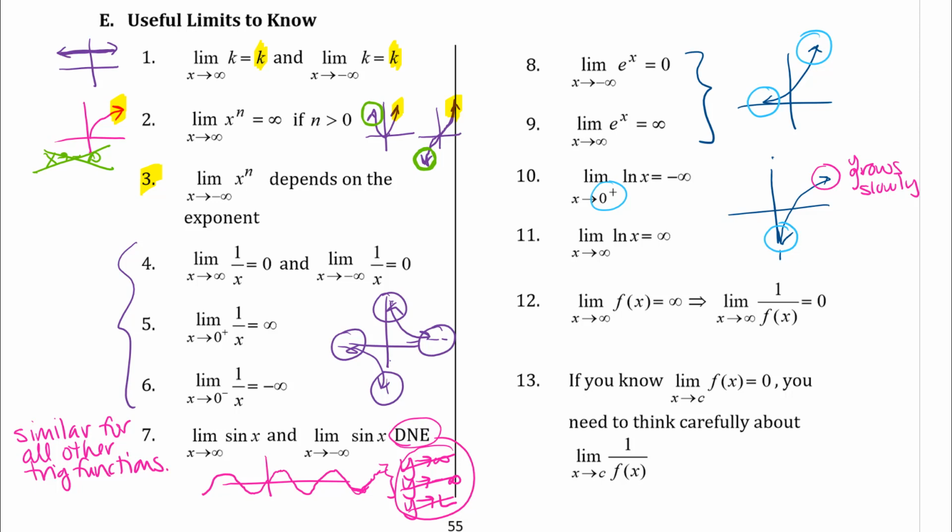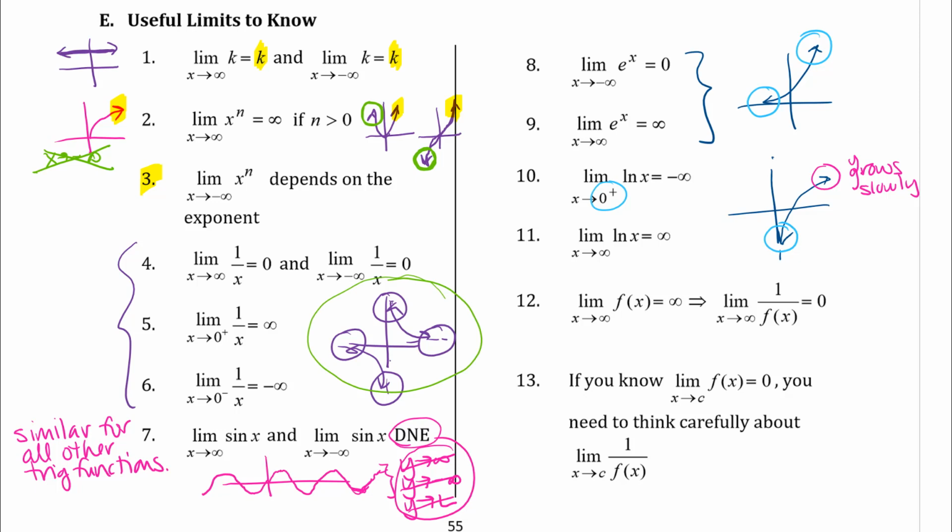All right, this number 12 is really something about combining functions. If I know that I have a function whose outputs approach positive infinity, as x approaches infinity, then the reciprocal of that will approach 0. And then 13 is just kind of a cautionary tale, similar to what we saw on this reciprocal function.